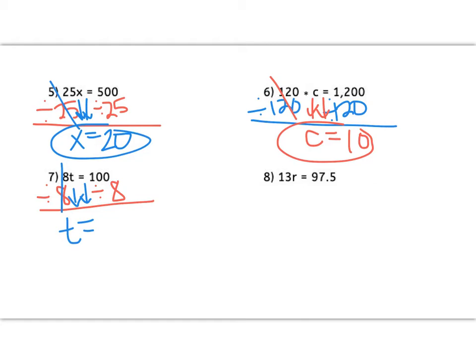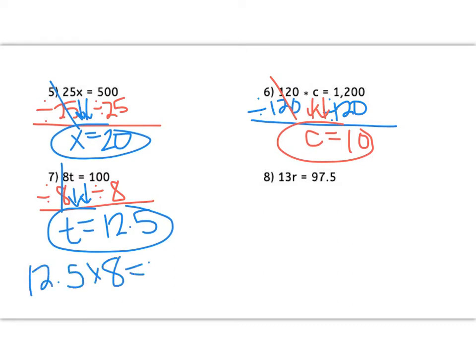And obviously if you don't have a calculator, you're going to get one now. Otherwise, you can actually just do a long division problem. This is going to be t equals 12.5. So what that means is 12.5 times 8 should equal 100. And you can double check that in your calculator as well.